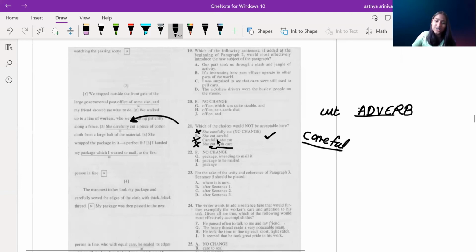But here it's just careful, right? There isn't "she cut with care," or "she cut with carefulness," or something like that. It's just careful, and careful isn't an adverb that can modify cut. So in this case, B would not be acceptable, therefore it would be the right answer. Does that make sense?